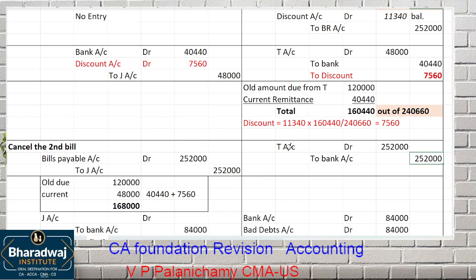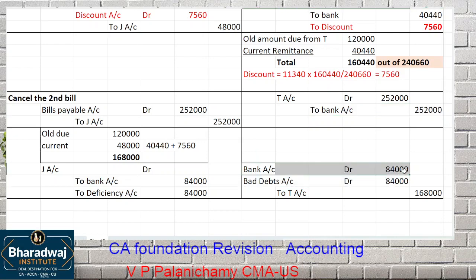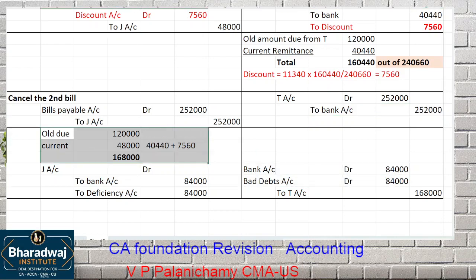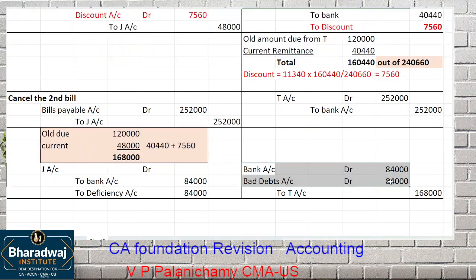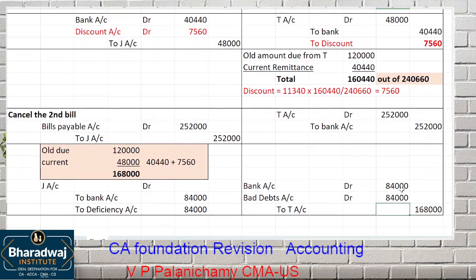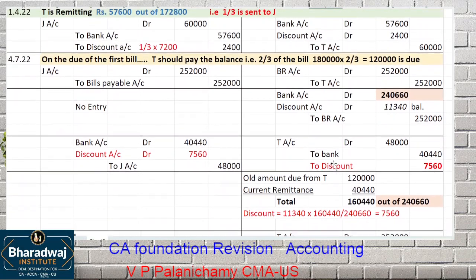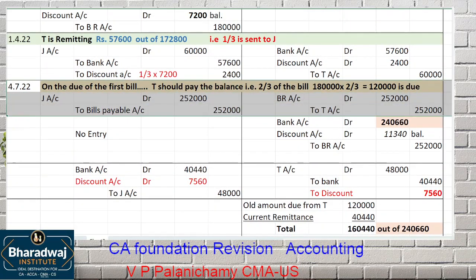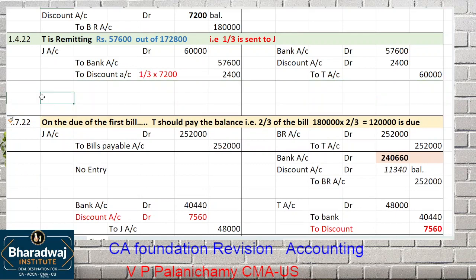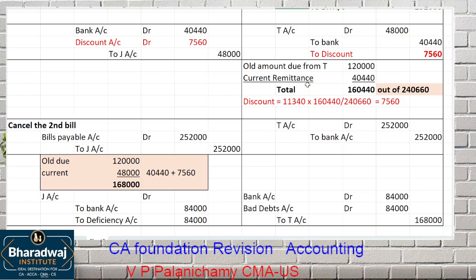It's a discounted bill or normal bill. So debtors account debtor to bank account. Then bank account debtor. Do you understand this amount? Old amount due 1,20,000 plus current remittance, or 48, na 1,68,000 le. We collect 50%. Remaining 50% becomes which one? Bad debts. So what about the first bill? First bill 1,80,000, already cancelled. For the first bill, we have to pass a cancellation entry. J account debtor to bank and Bills Payable to this one. We have to pass a cancellation entry.